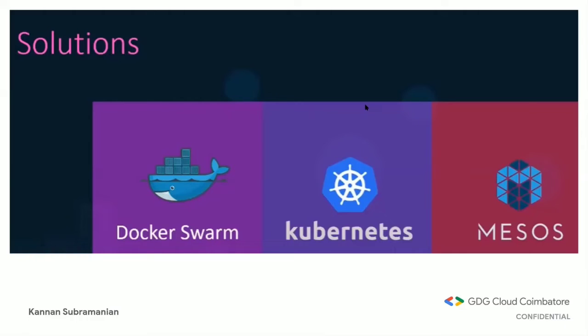Now we come to Kubernetes. Kubernetes is very famous, and it is one of the top-ranked projects on GitHub, used by many people. Kubernetes is provided by different services such as GCP, AWS, and Azure.